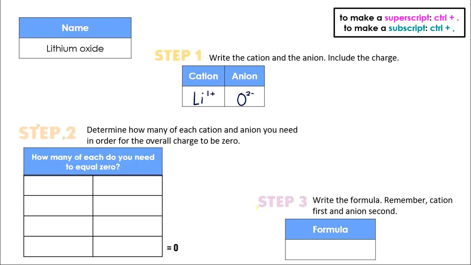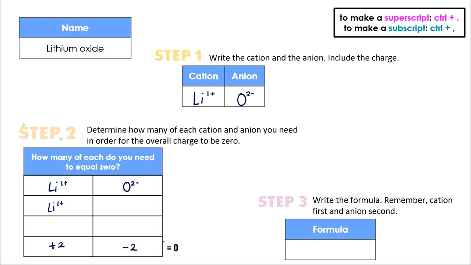Now, determine how many of each cation and anion you need in order for the overall charge to be 0. So I take my cation and I'm going to put it on the left side, and I take my anion and I put it on the right side. I'm going to keep the cations together and the anions together. Now remember that the end goal is to get the total charges to equal 0. So in this case we have +1, here we have -2. I'm going to need another lithium so that my total charge is +2, and that matches with my -2. +2 minus 2 is equal to 0.